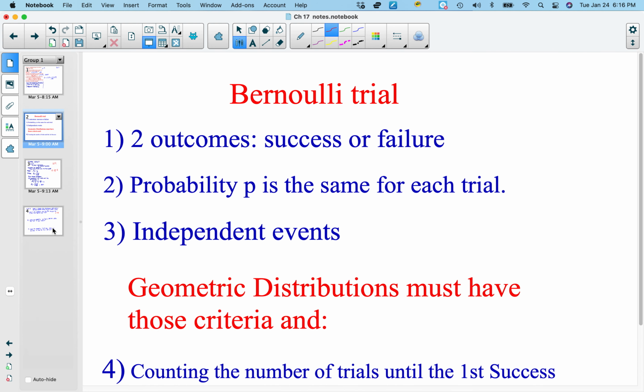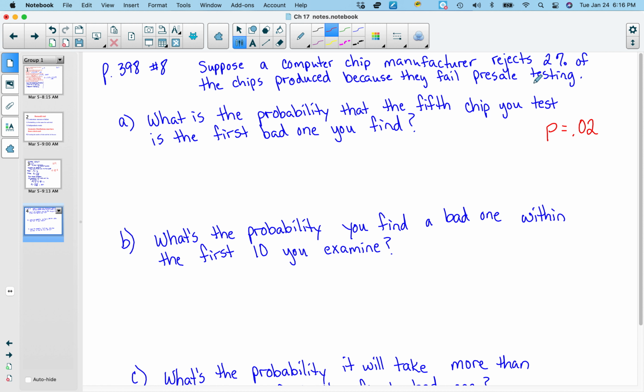And are they independent events? Well, we don't have any reason to believe that they aren't, that each chip that was produced is independent of the others. So going with that, and then to make it geometric, are we looking for the first success? Yes, we are. So that would make this geometric with a parameter, the probability of success, of 0.02. So then this says, what's the probability the fifth chip you test is the first bad one you find?